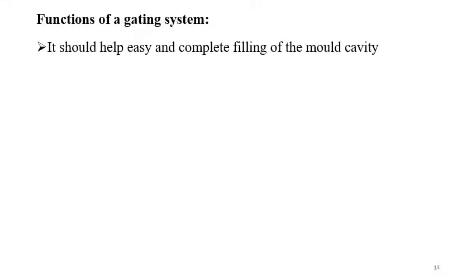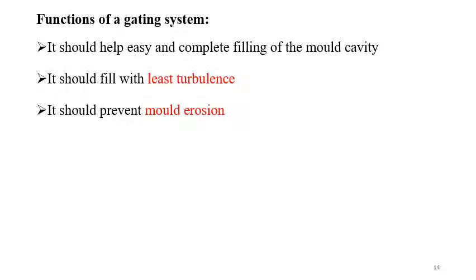Functions of the gating system. The main important functions: it should help to fill the mold cavity easily, so the liquid metal flows easily from the sprue to the mold cavity. The second important point is that it should fill with the least turbulence. That is very important, so it should prevent mold erosion. That is also very important.